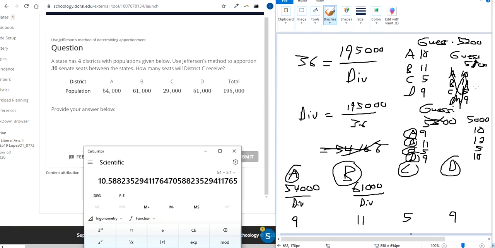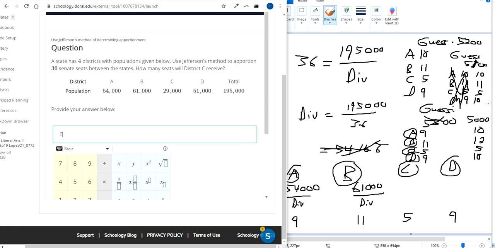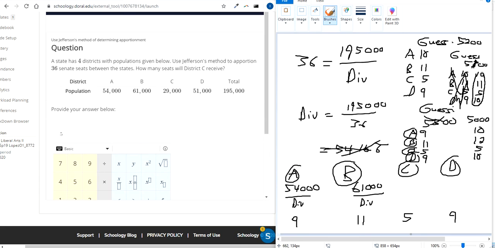So we got 10 for the first one. Got 11 for the second one. Got 5 for the third one. This is painful. We got 10 for the fourth one. Is that a winner? 10 plus 5 plus 11 plus 10, we got 36. Finally we got a distribution of senators that works out.